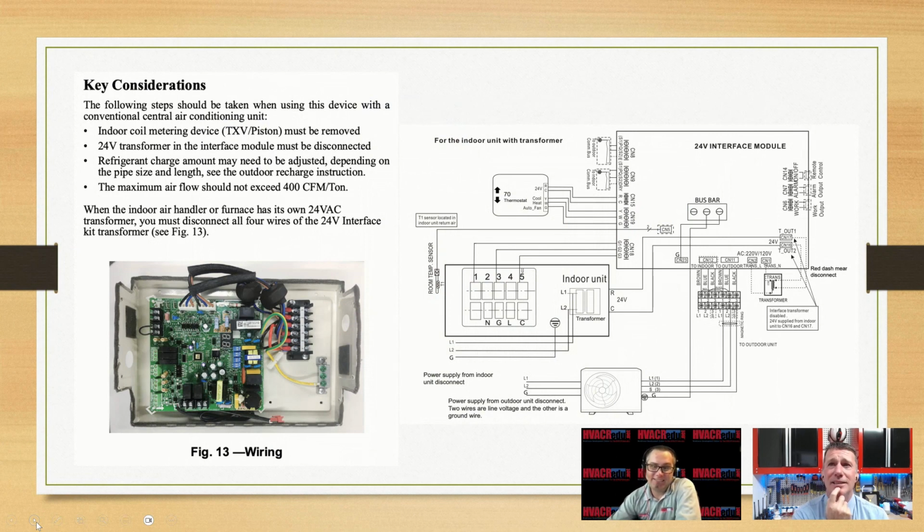If I had a ductless outdoor unit, where's the metering device for it? It's on the outdoor unit. Look at key considerations. Number one, indoor coil metering device must be removed. Make sure you insulate both those lines there. Make sure both those lines are insulated because otherwise, you might have a little wetness on that drywall or whatnot.